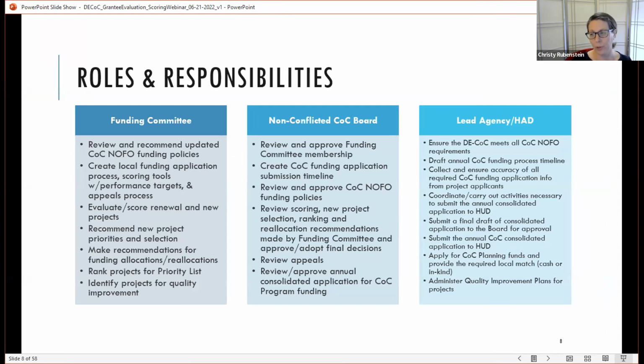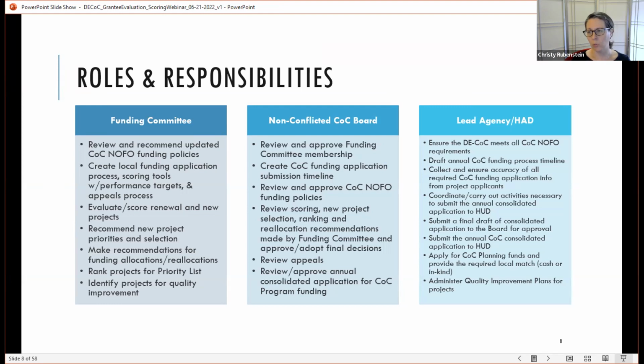And then in terms of what those responsibilities are, the funding committee's role is really to dig into the details in a lot of ways: reviewing your applications, developing the policies, creating the scoring tools, recommending projects for reallocation, recommending new projects to be selected, and recommending ranking. These are all recommendations that they make that are then reviewed by the non-conflicted board. One thing that the funding committee gets to do that doesn't really have to go through the board is identify projects for quality improvement. And those are then placed on a quality improvement plan.